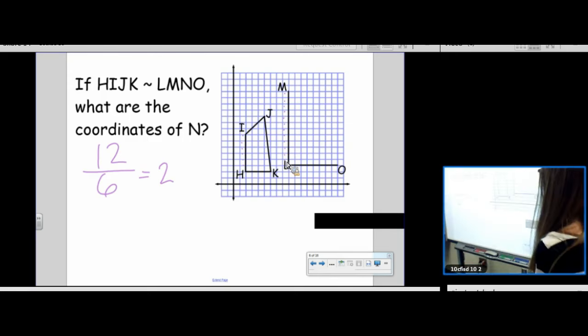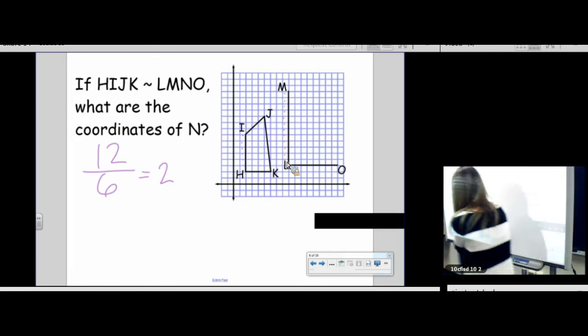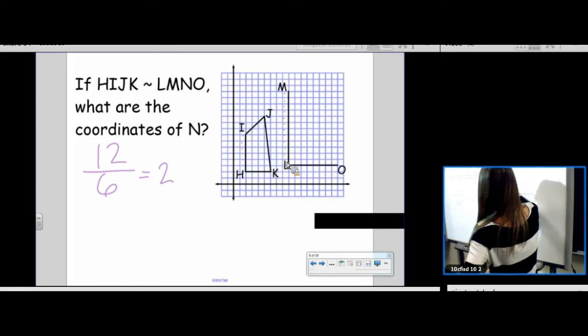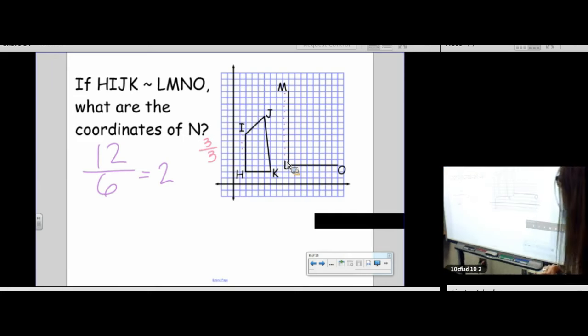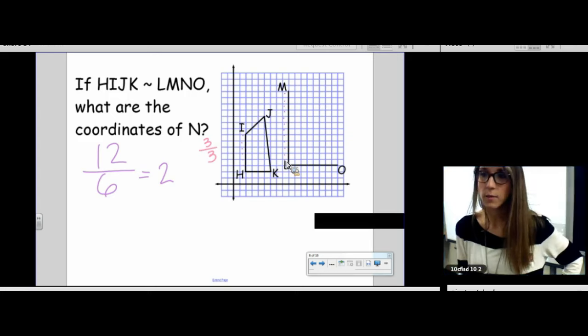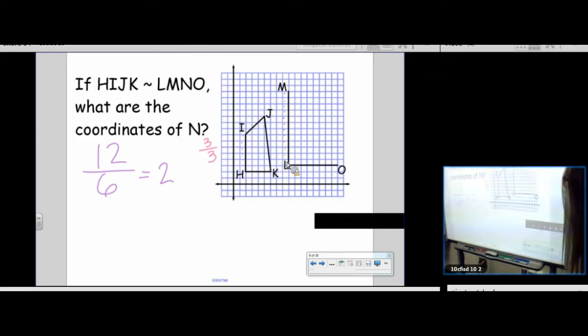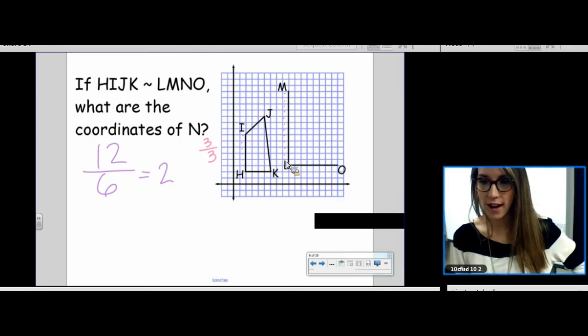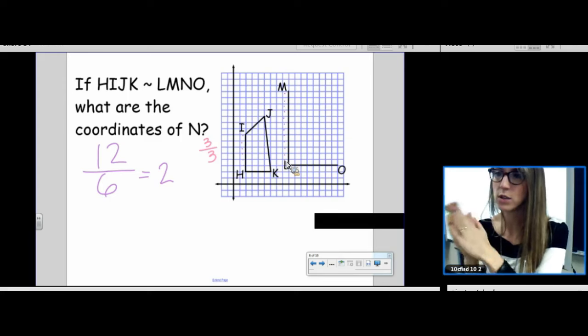So now let's see what the slope is from I to J. Ready? From I to J, I rise 1, 2, 3, and I run 1, 2, 3. So the slope is really just 1, right? Rise 3, run 3. So what are the coordinates of N? We would just use our scale factor. We would double it. Take your rise and use the scale factor on it, and take your run and use the scale factor on it.